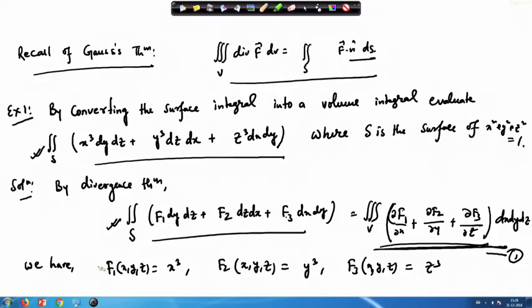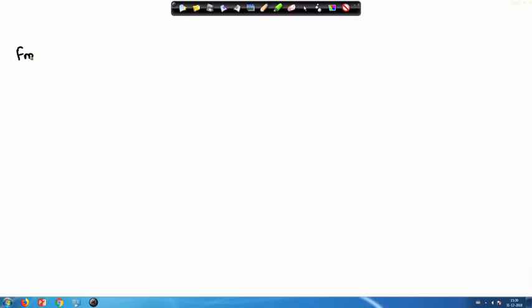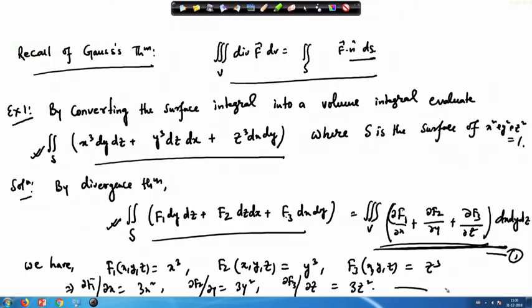So, if I do the partial derivative, then this will be del f 1 by del x 3 x square, del f 2 by del y 3 y square, and del f 3 by del z 3 z square. All right. So, let us substitute all these values here. So, from 1, and let me call this equation as 2.